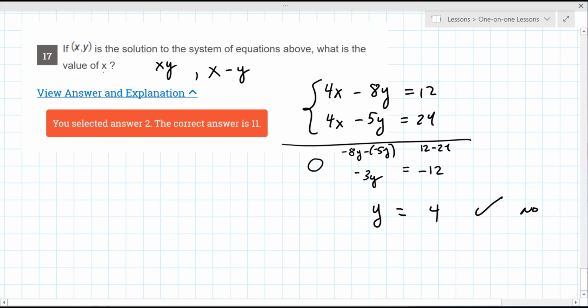No. It's really easy to do that, though. It doesn't matter which equation you go back to. My guess is you probably put 4 in here. That's what I would think. So we'll go to the first one. 4x minus 8 times 4 equals 12. So the speed technique here is, I see that that's minus 32. I add it to this side. 4x equals what? 12 plus 32, which is 44. And then x equals 11.